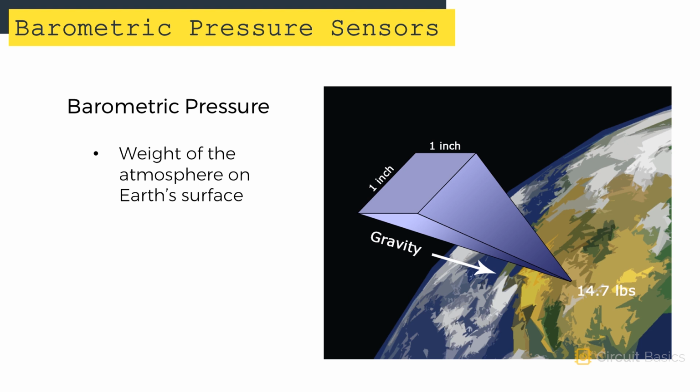Barometric pressure is caused by the weight of the atmosphere pressing down on the Earth's surface. Imagine a 1-inch by 1-inch column of air from the surface of the Earth to the top of the atmosphere. All gases have mass, including the air in the atmosphere. And due to gravity, this mass of air exerts a pressure on the Earth's surface. At the Earth's surface, this 1-inch by 1-inch column of air weighs 14.7 pounds.